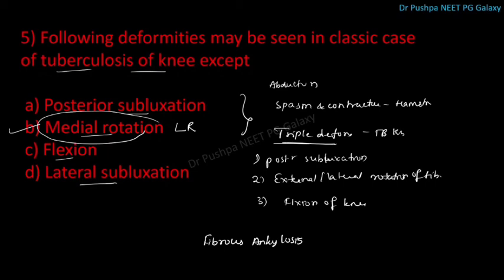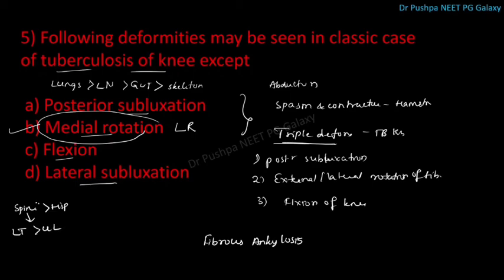Tuberculosis is most common in the lungs. After lungs, lymph nodes, then the genitourinary tract, and after that we can see it in the skeleton. So what is the most common site in the skeleton? The most common site is the spine, after that the hip. In the spine, the most common site is lower thoracic, more than upper lumbar.